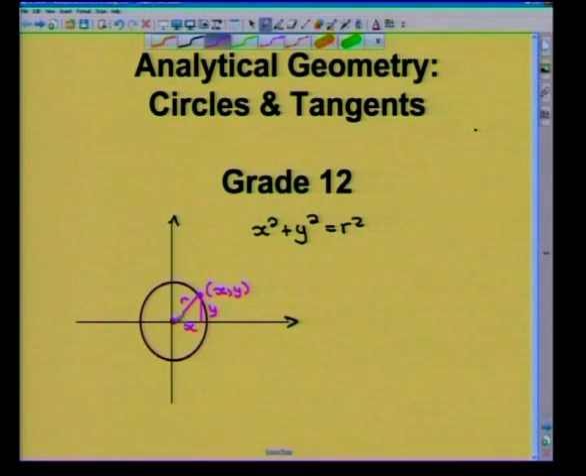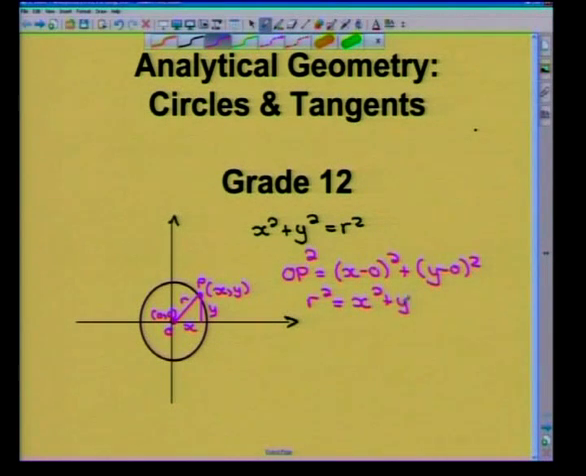Another way to do it is to say this is the coordinate (0, 0). And so if we take this as OP, using distance formula, OP squared would equal (x minus 0) all squared added to (y minus 0) all squared, and OP being the radius, radius squared equals x squared plus y squared. Either way, we end up with this equation over here.